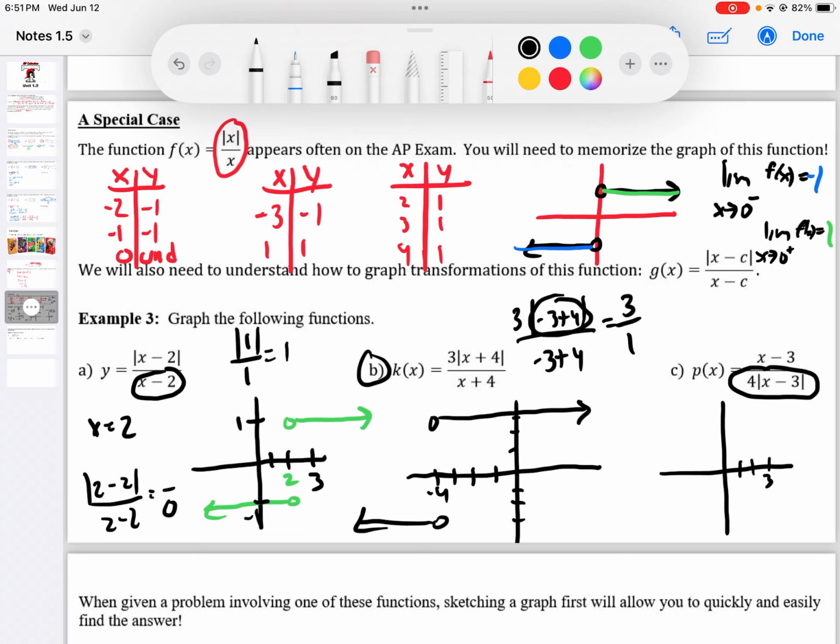Didn't think about that. So if I plug in 2, this would be 2 minus 3 over 4 times 2 minus 3 in absolute value. This would be -1 over 4. So this time, if I plugged in 2, I got negative, but it's only -1/4, so it's real close.